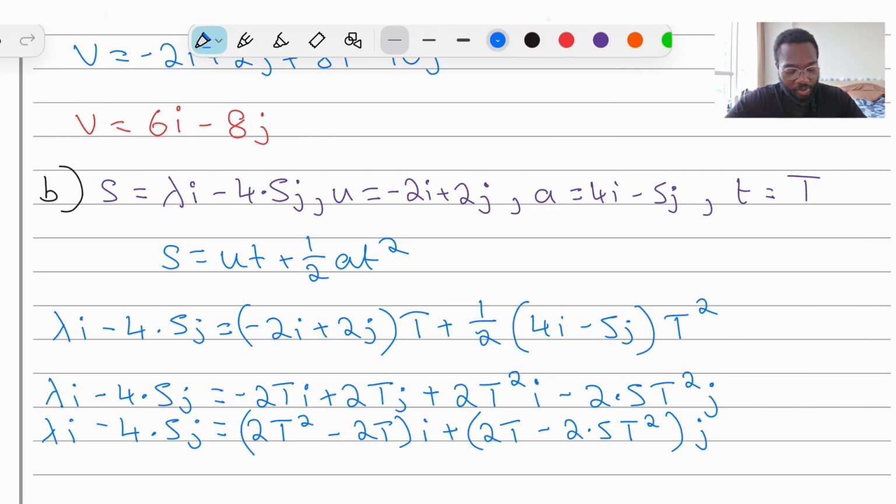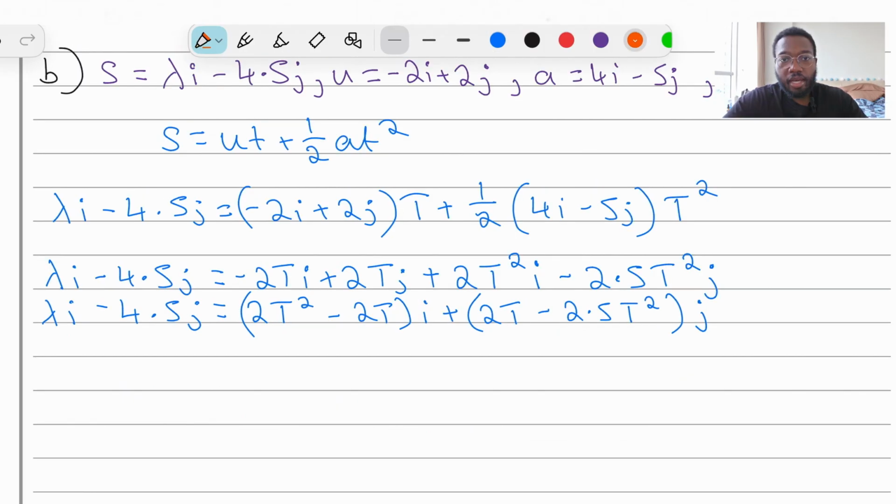Therefore, it's going to be a lot easier now equating this. At this stage, we can just equate the coefficients together. Let's do the j components, which just have t's in them. If we look at the j components, that must mean that minus 4.5 must equal 2t minus 2.5t squared. If we've done that, now we can work out what the t value is, and then later we can work out what the lambda value is.